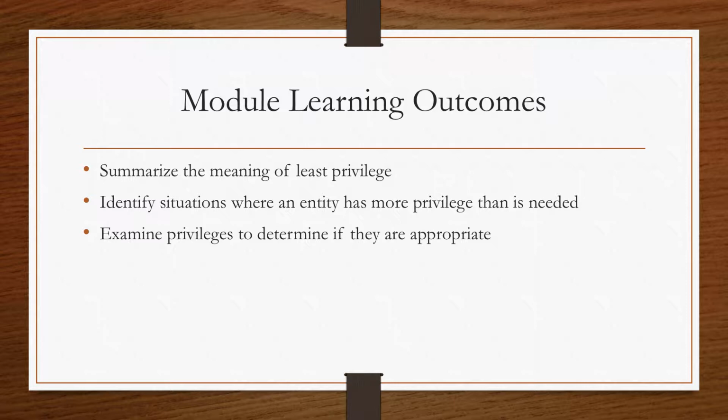In this module, our learning outcomes are to be able to summarize the meaning of least privilege, identify situations where an entity has more privilege than is needed, and also examine privileges to determine if they are appropriate.